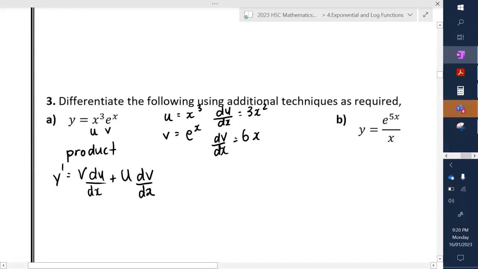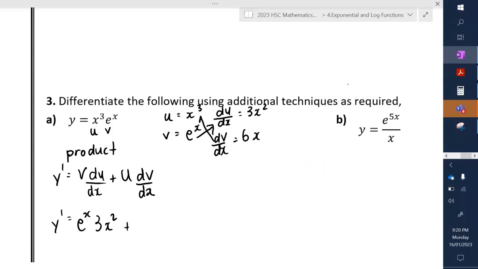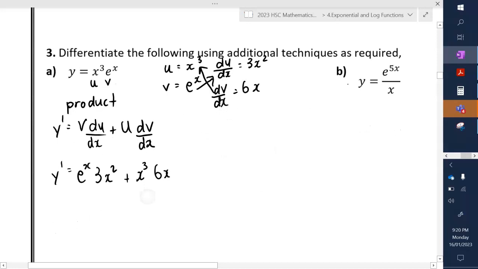So what we then need to do is just pop that into our formula. So that will give us v times du dx, which is this one times this one, e to the x times by 3x squared, and we'll neaten that up in a minute, plus u times by dv dx, which are the other two. So if you set it out like this, you're basically getting the cross of each of them. X cubed times by 6x.